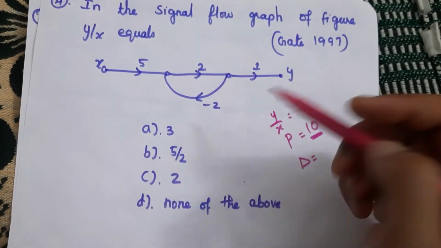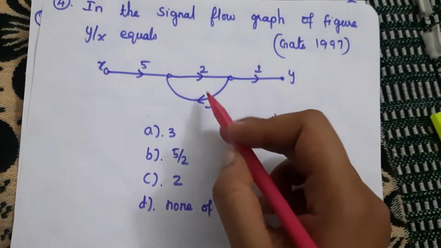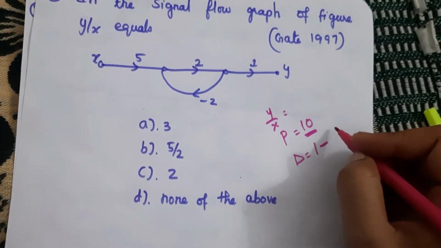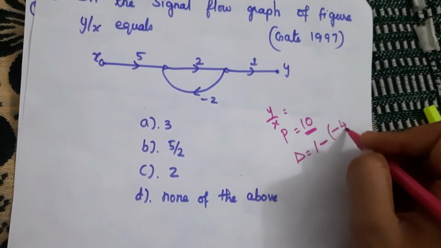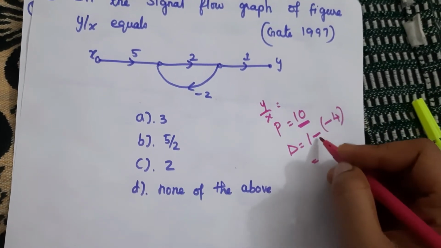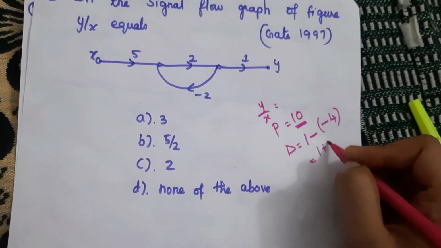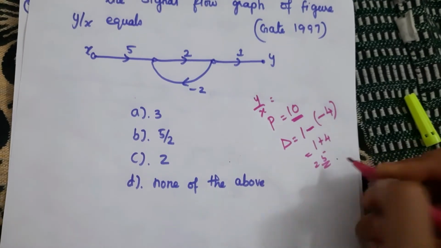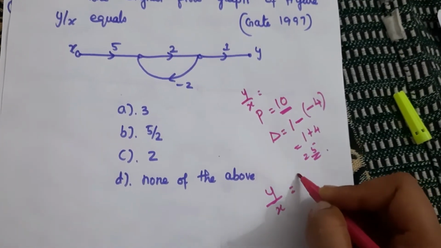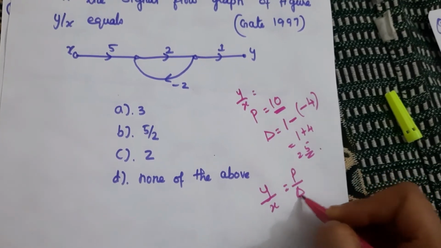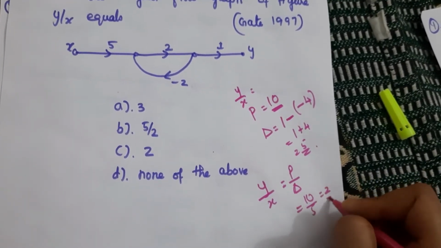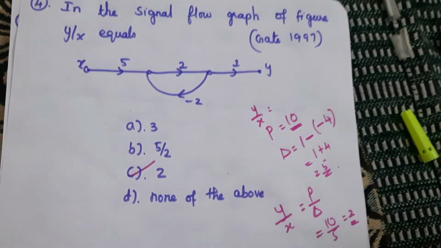one loop, an individual loop. The value here is 2 into -2, -4. So 1 minus of -4 is equal to +4. That gives 1 plus 4, that is equal to 5. So the formula for finding y by x is equal to p by del. The value is 10 divided by 5 is equal to 2. So the answer is C, 2 here.